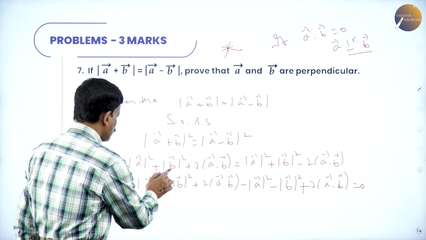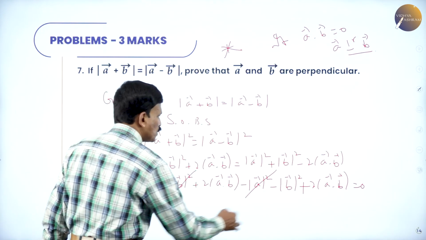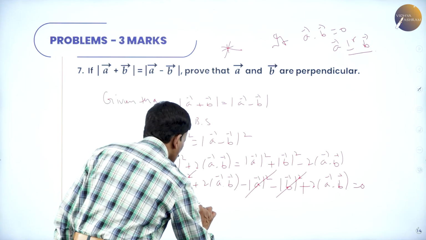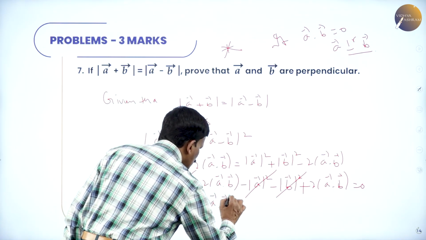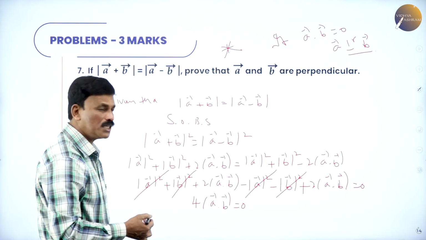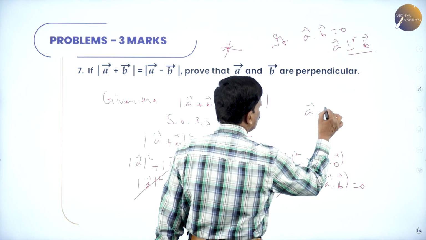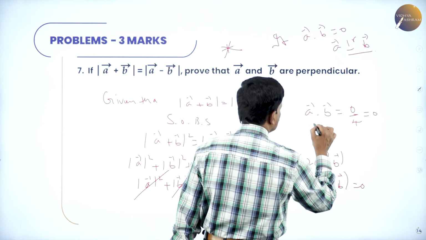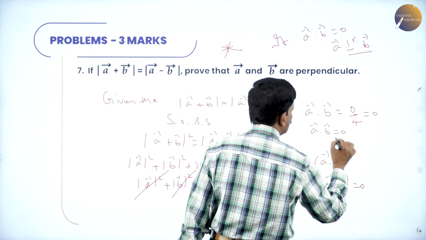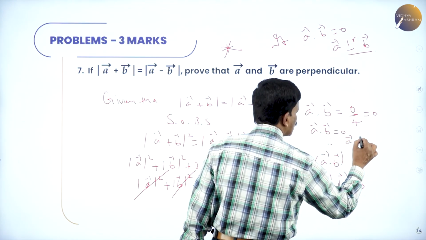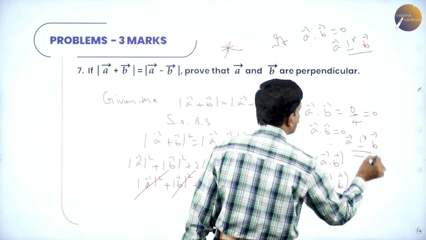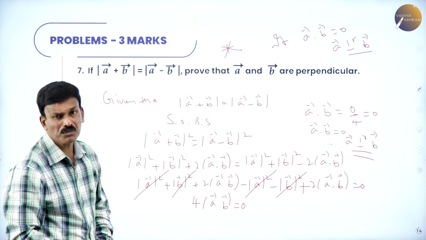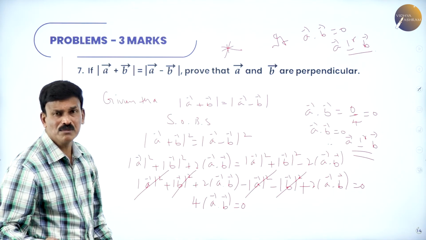Cancel the terms. Plus A square minus A square, plus B square minus B square gets cancelled. What is remaining? 2 times A dot B plus 2 times A dot B is 4 times A dot B is equal to 0. 4 times A dot B is equal to 0, therefore vector A dot B is equal to 0 by 4, is equal to 0. A dot B is equal to 0 means therefore vector A is perpendicular to vector B. That's it. Very simple. Okay.